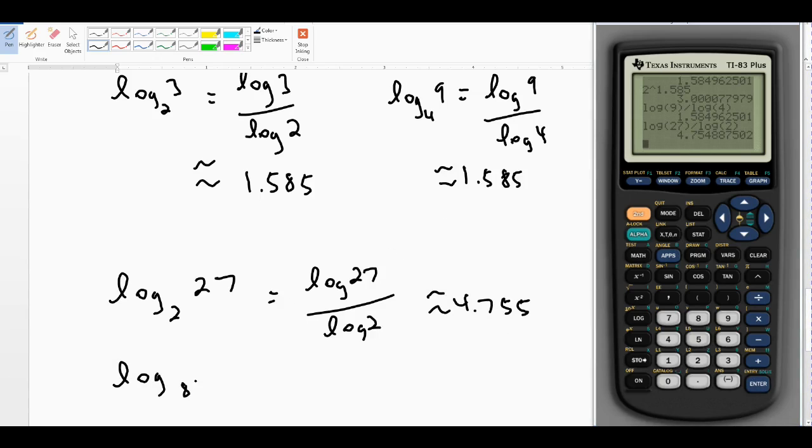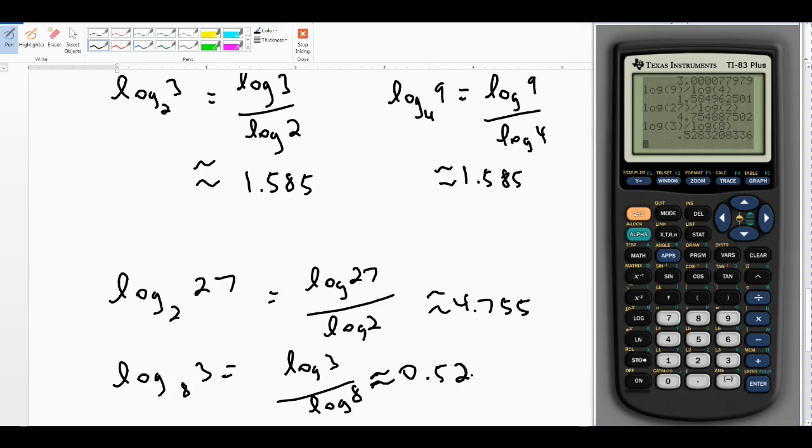And just one more, just so you won't think that there's something strange going on, like you're always going to get an answer bigger than 1. Log base 8 of 3. Log of 3 over log of 8. We get a number that's less than 1. Because 8 to what power is 3? Well, 8 to the first is 8, so it has to be less than 1. We can't get negatives. 8 to 0 is a 1. It's not 3.